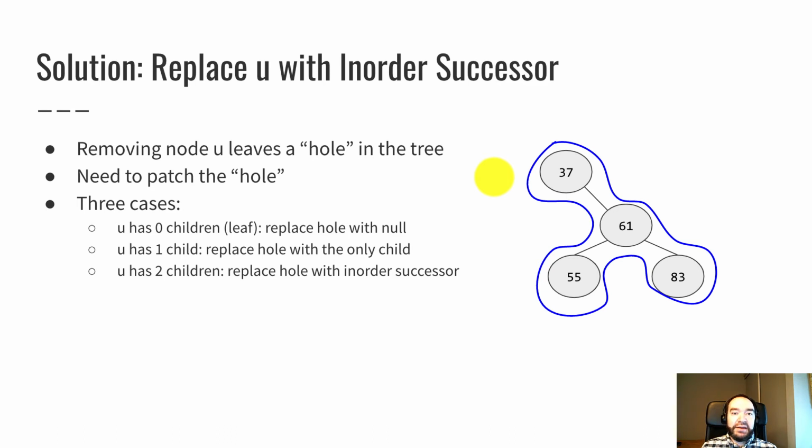And the solution is to not just look at the immediate left and right children necessarily, but instead to replace the value in node U with the in-order successor of U. This references back to the binary search tree traversals, pre-order, in-order, post-order. We're using the in-order traversal idea here.